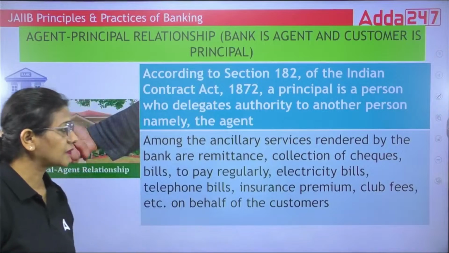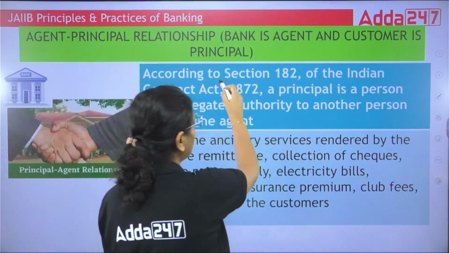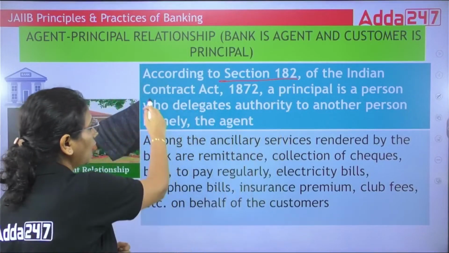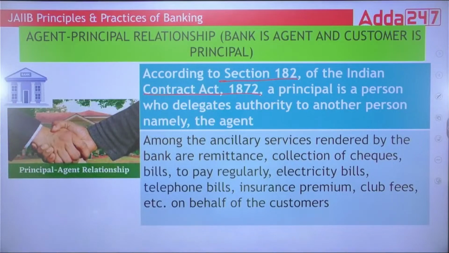And what kind of services do we provide under this? First of all, this is as per Section 182 of the Indian Contract Act 1872, where the relationship of principal and agent is defined.